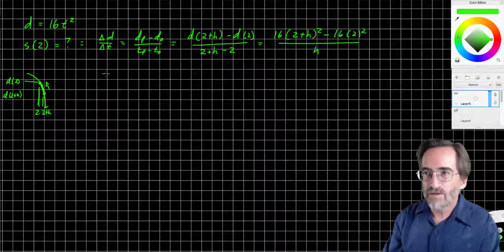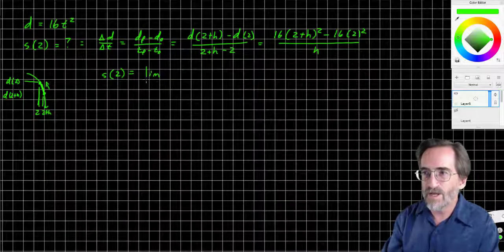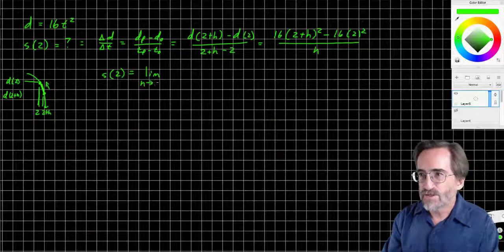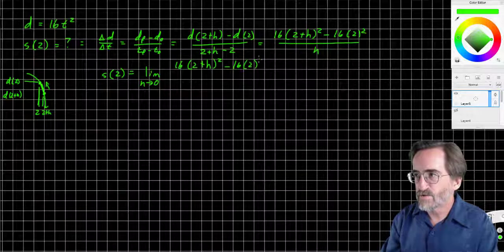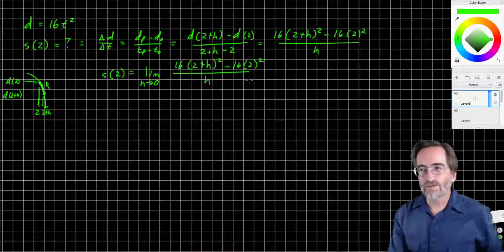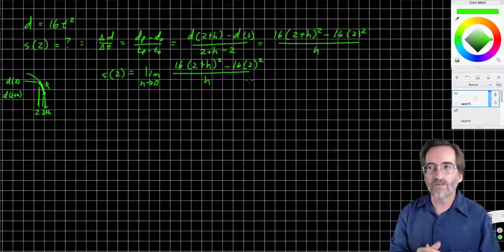The limit. So the speed at 2 seconds is equal to the limit, and here's the notation: LIM for limit, as h approaches 0 of 16 times 2 plus h squared minus 16 times 2 squared over h. Okay? And so this idea of a limit as something approaches something is very important.